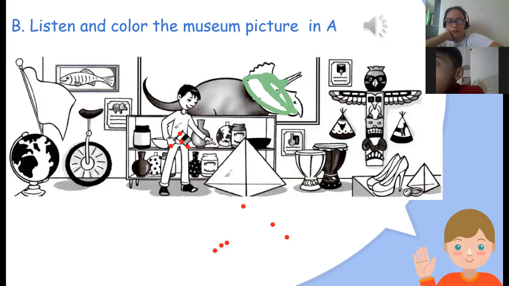And find the flag. It's in the corner. It's big, isn't it? Color it purple. Do that now, please. Thank you.